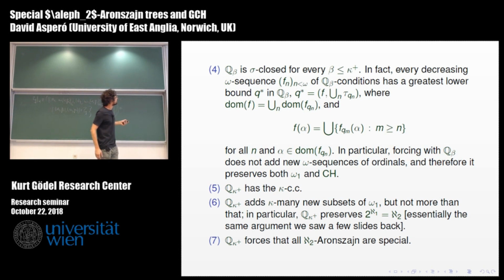Also, this forcing has the kappa-cc, and this is the main bulk of the proof, which is what I will spend most of the time on. Then it adds kappa many subsets of omega 1, but not more than that. So in particular, it preserves that 2 to the aleph 1 is aleph 2. I'll do this proof in a moment. It's essentially the same argument I saw at the beginning, but there's a little twist.